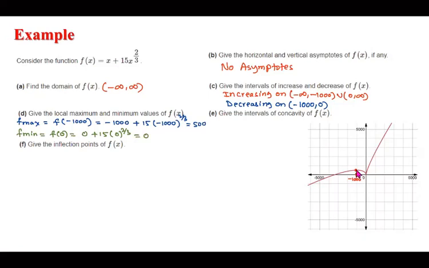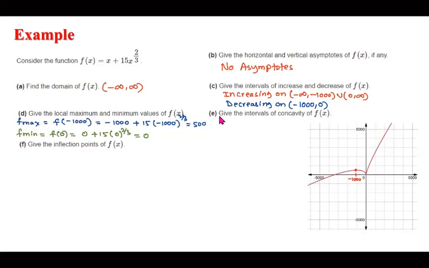So the local maximum is 500 and the local minimum is 0. The maximum occurs at negative 1,000, and the minimum occurs at 0. So that is the fourth part, D.